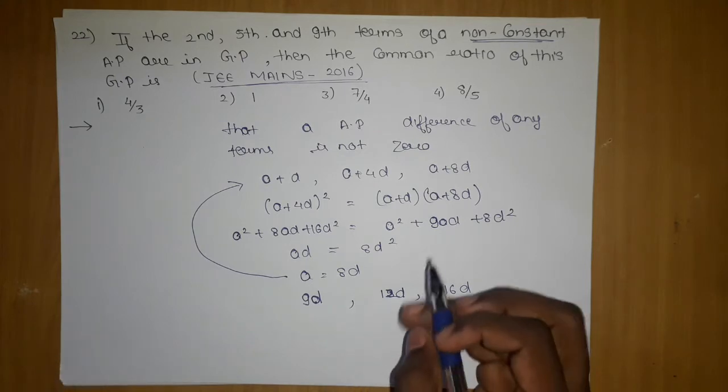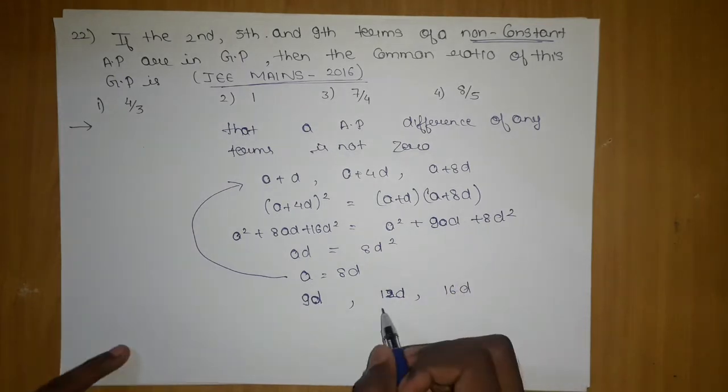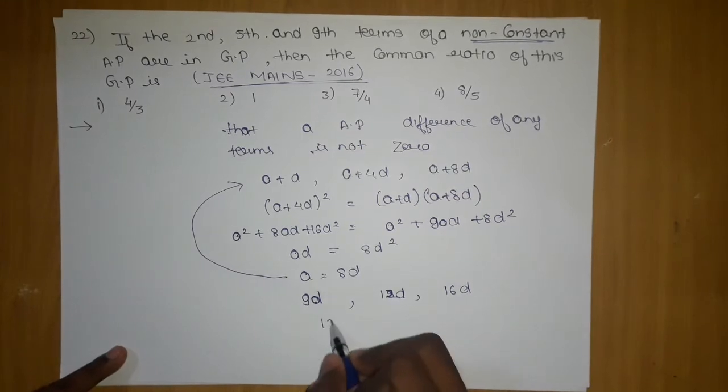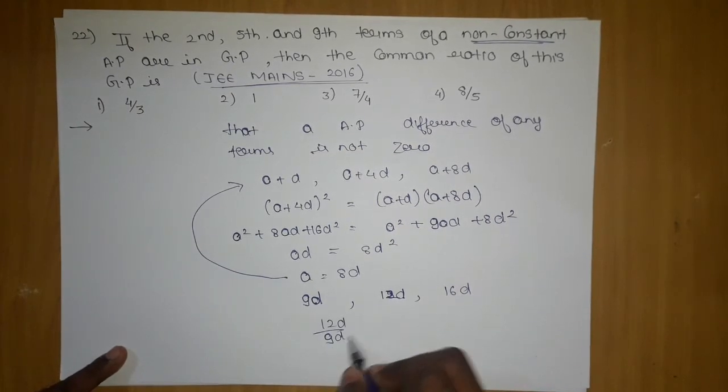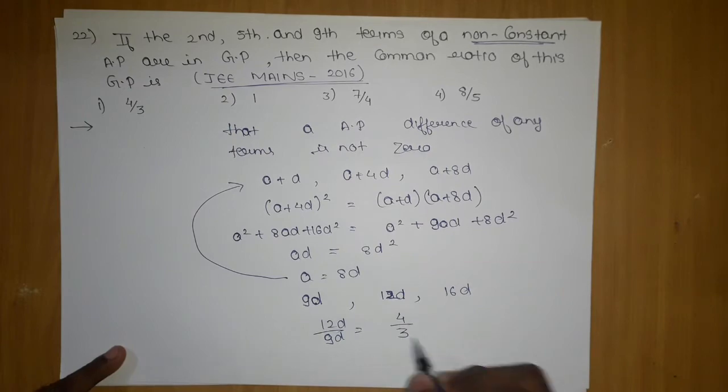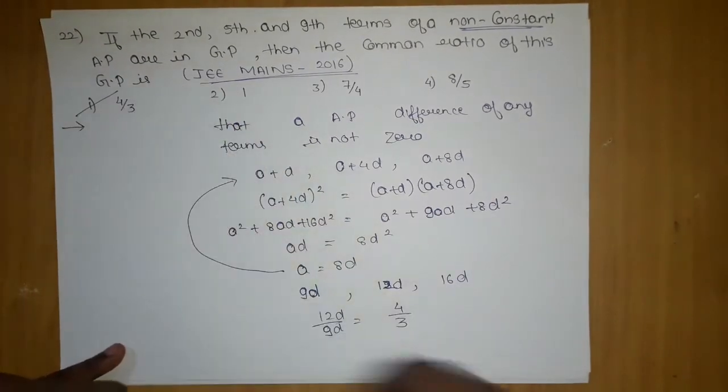Now what do we need to find? Common ratio. Common ratio will be nothing but this term divided by this, so 12D divided by 9D will give me 4 by 3. So that is the answer.